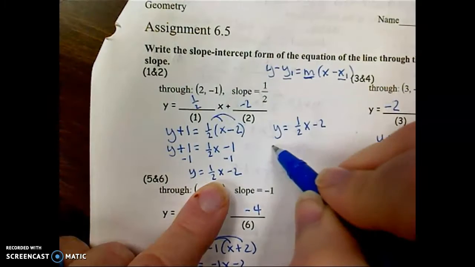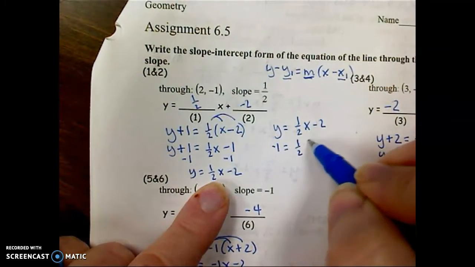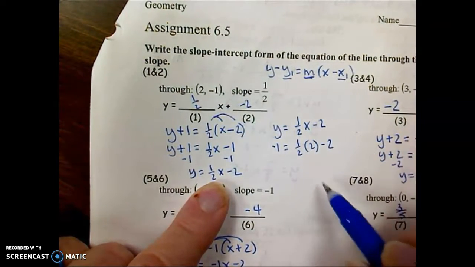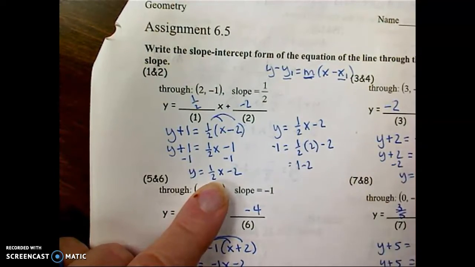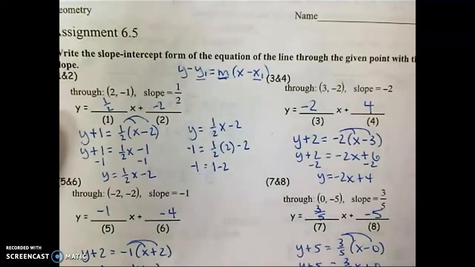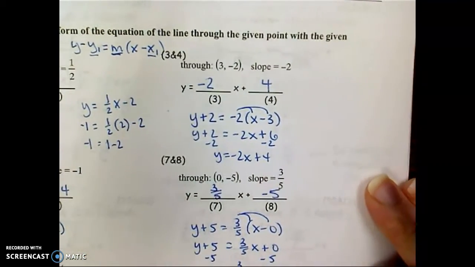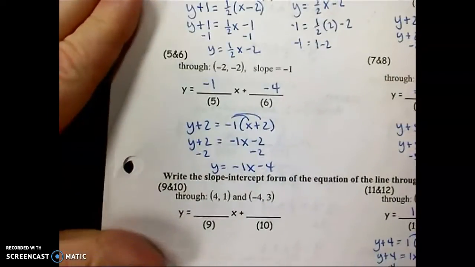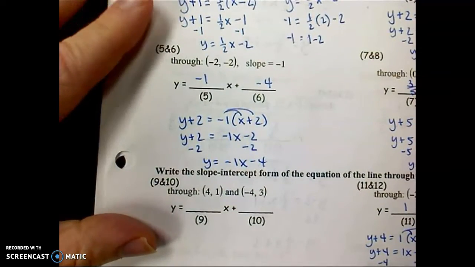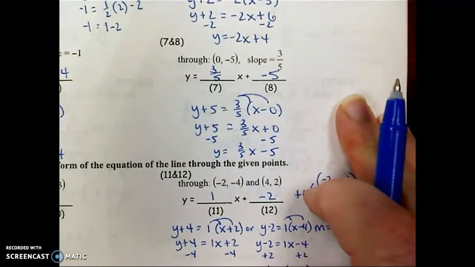So if I put negative 1 in for y and I put 2 in for x, 1/2 of 2 is 1, and 1 minus 2 is equal to negative 1. So it checks. All right, you can go ahead and pause and check the second one, the third one, and the fourth one.